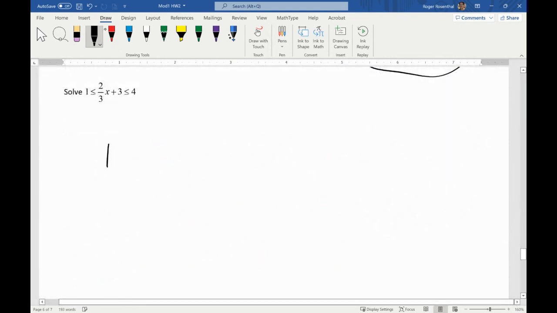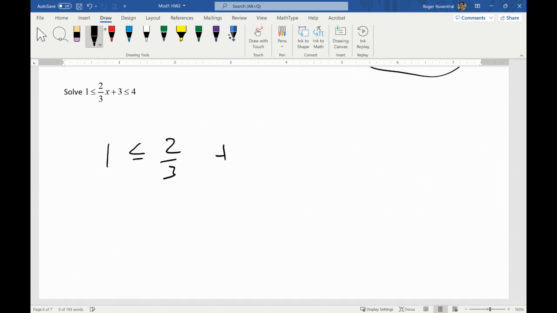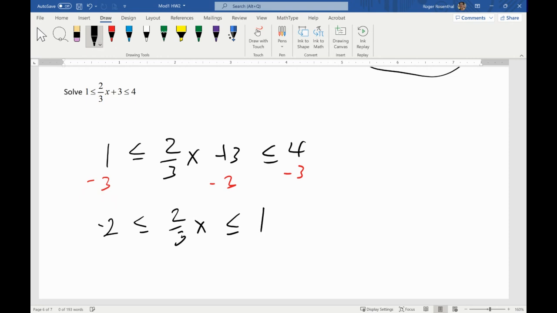Okay, this one here, 1 is less than or equal to 2/3 x plus 3, which is less than or equal to 4. I'll subtract 3 to get rid of that, so I'll subtract 3 on all the parts. That gives me negative 2 is less than or equal to 2/3 x, which is less than or equal to 1.